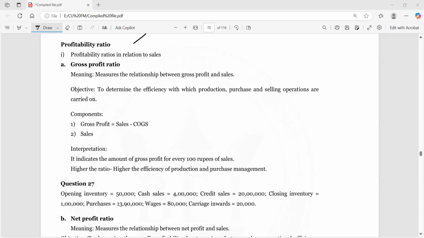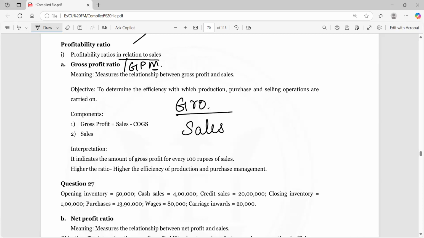Listen. Profitability ratios can be classified into 2 types. One is profitability in relation to sales, and the other one is profitability in relation to assets or investments. So the first profitability ratio is gross profit ratio or gross profit margin. Whenever the term margin is coming, the denominator should be sales and the numerator should be gross profit or net profit, whatever we have to calculate, into 100, right?